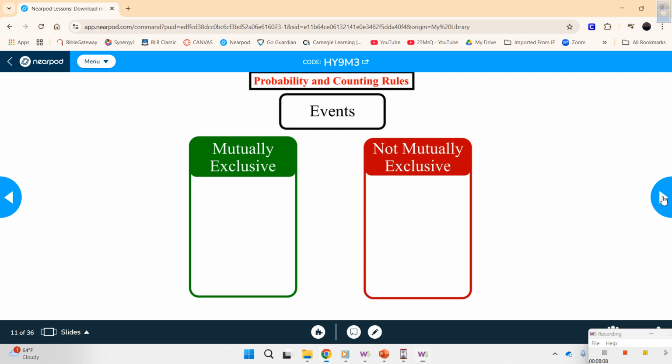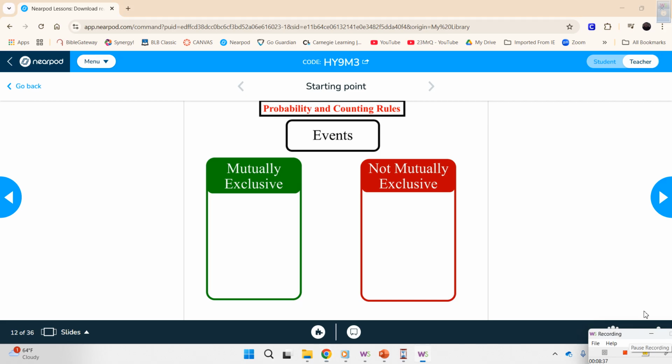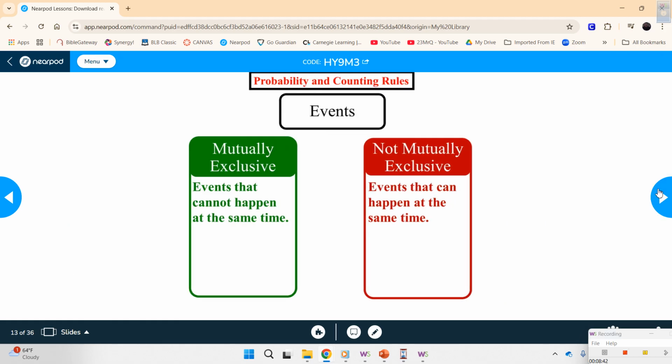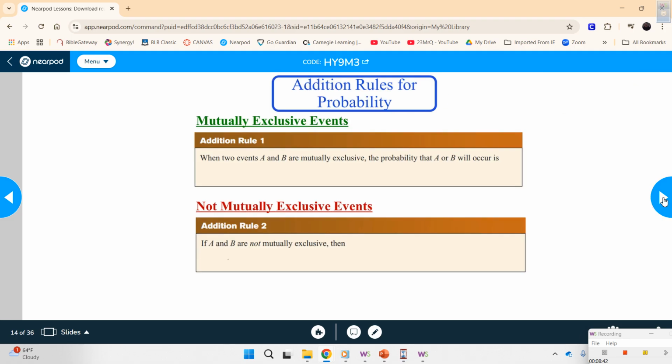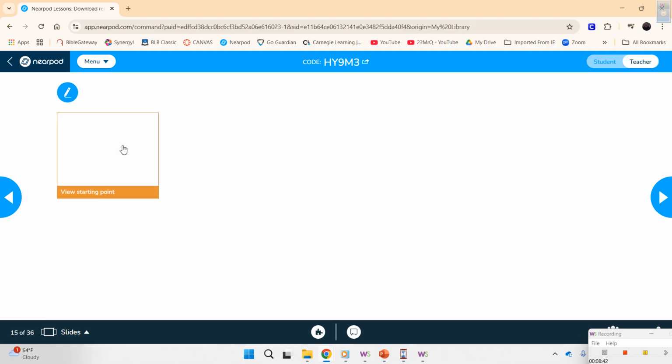What does that mean? Type it in there, please. Mutually exclusive, they cannot happen at the same time. Not mutually exclusive, they can happen at the same time. So after I introduced events, we came up with two rules, right? Rules of addition. So write them in there, please. Type them on the screen.